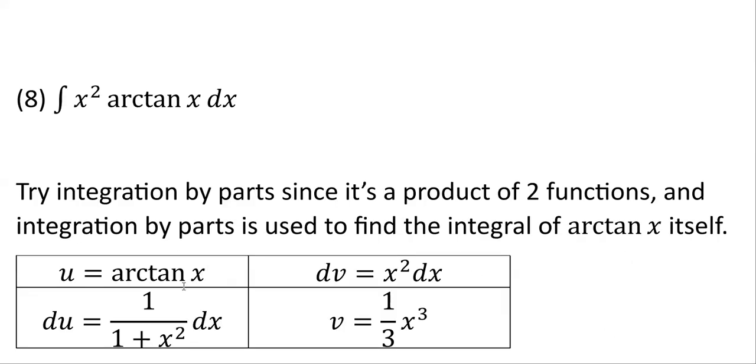So we choose a u and dv. u is arctangent x, du is 1 over 1 plus x squared dx. dv is x squared dx, so then v is a third x cubed.